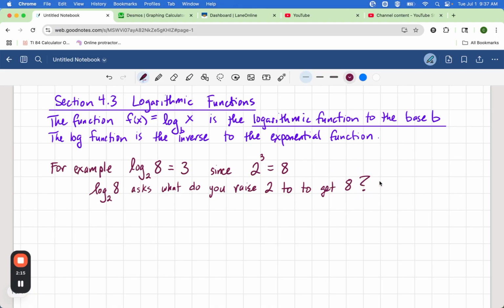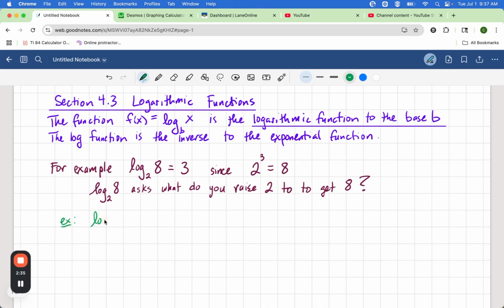And nowhere else are you going to see 2, 2, 2 back to back to back in a sentence except for math. So what do you raise 2 to get 8? Well, you raise 2 to the third power. So the answer to a log question is, what is the exponent necessary to put on the base to get to the number we're logging?